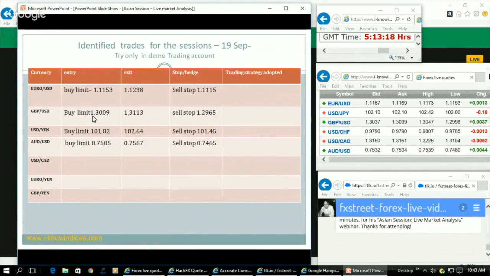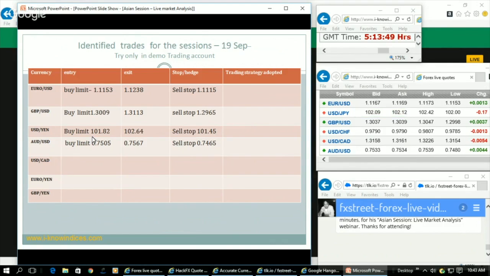Then in the case of GBP, again at 1.3009, you can keep the buy limit order. In the event they don't dip, you can just keep the buy limit order 10 pips below the market, and then try to take it. During the late session, 5:30 onwards, they will try to make a small dip before making a rise. At that time, try to pick up a buy position. And at 1.3113, you can keep the limit order to exit out of the position.